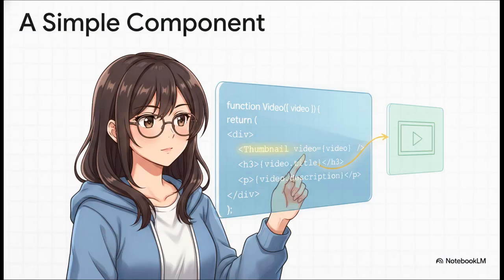So take a look at this. This is a great, simple example. What you're seeing is a video component. It's really just a function that returns some of that JSX we just talked about. But look closer. See that video thumbnail thing inside of it? That's another component. And that's the whole magic right there. That's composition. You're literally just snapping those Legos together.